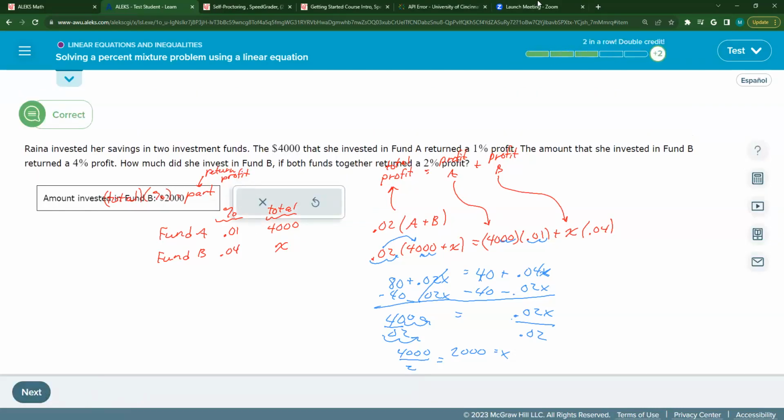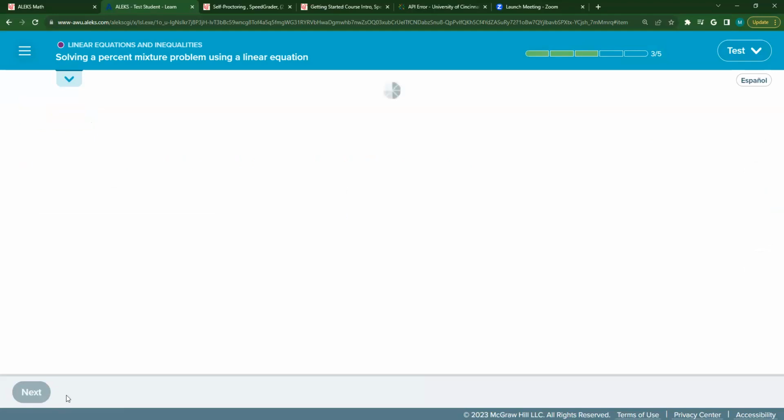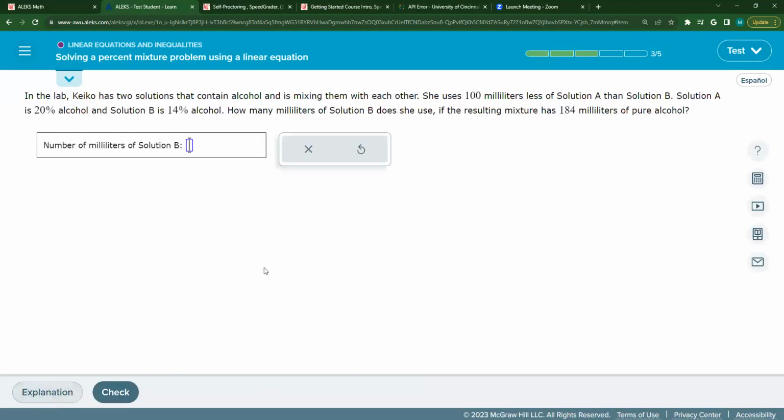All right, so one more of these and we will be done with this word problem. There are a few more coming up, I'm sure, but that will be another video. All right, in the lab, so we are talking chemistry type applications. It is still going to be the same percent formula that we have: the total times percent equals part.